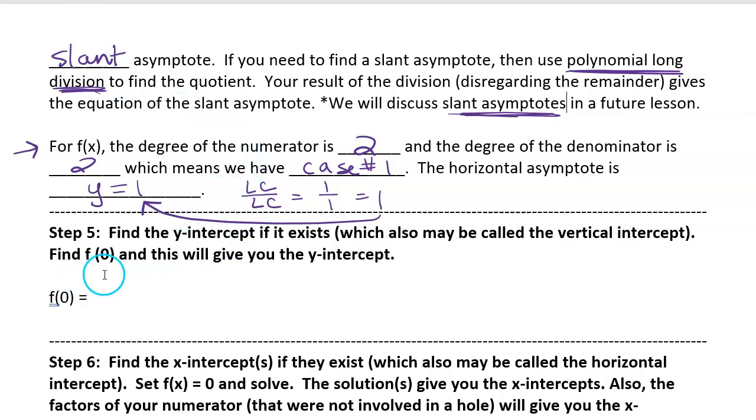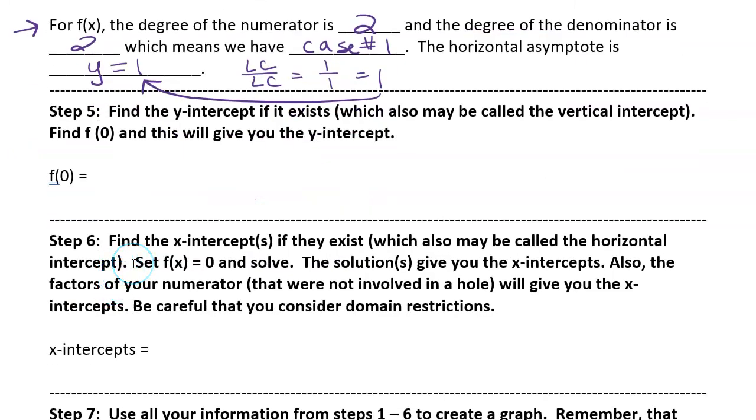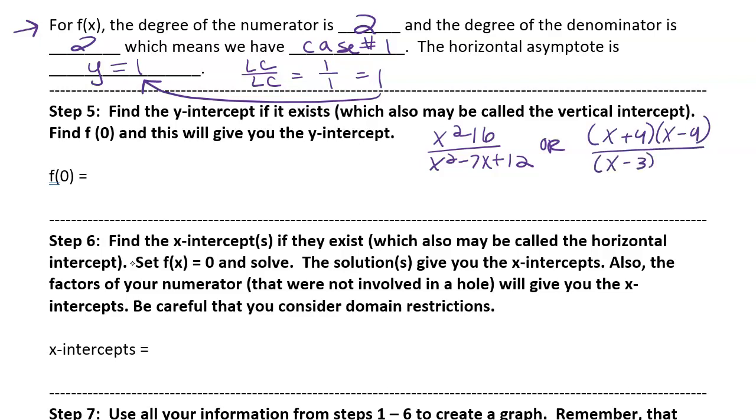All right, so step 5, we're going to find our y-intercept, and you find the y-intercept by plugging in a 0 into the function. Okay, and you can use either the original form of the function where they had the x squared minus 16 over x squared minus 7x plus 12. You can plug in a 0 to that. Or if you prefer, you can plug in a 0 to the factored form. And either one's okay because they're both going to give you the same result.